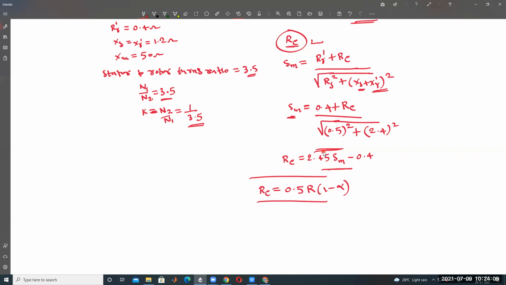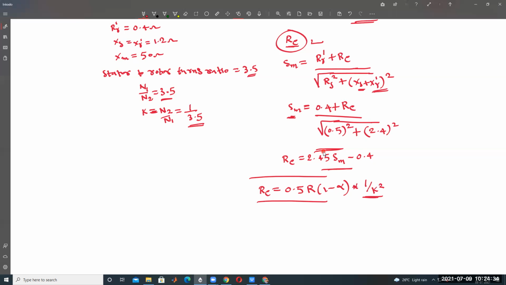Tell me how to find secondary side parameters. Secondary side parameters are converted to the primary side by using my transformation ratio. How do we convert, by k square or into k square? By k square. That means if we transfer this resistance from the rotor to the stator side, we multiply by k square.